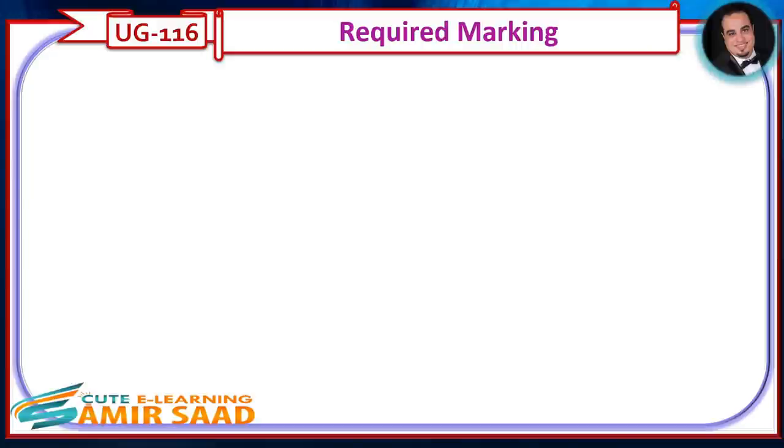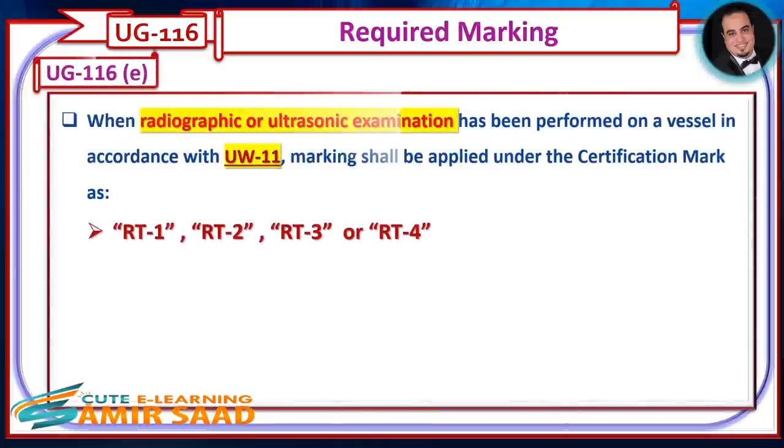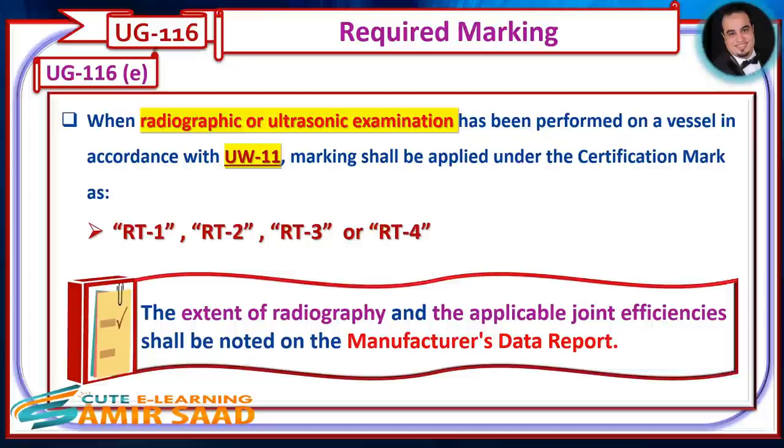UG-116. Required marking. UG-116(e). When radiographic or ultrasonic examination has been performed on a vessel in accordance with UW-11, marking shall be applied under the certification mark as RT1, RT2, RT3, or RT4. Please note that the extent of radiography and the applicable joint efficiencies shall be noted on the manufacturer's data report.